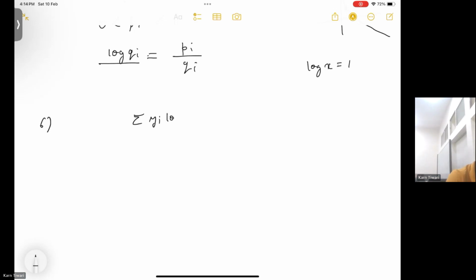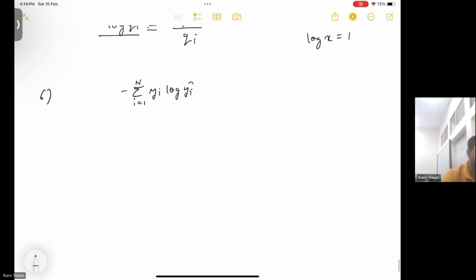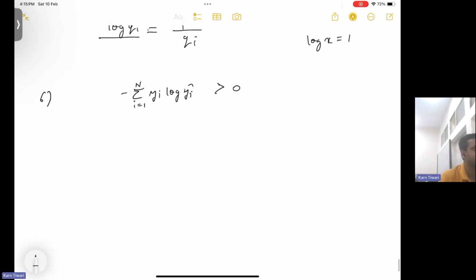Yi log yi cap, with a minus, summed over i from 1 to n. Log yi cap has a range from 0 to infinity, and yi can be between 0 to 1. The first option is that it's always in the range 0 to 1. It's false because the second term can be more than that. It can be negative. It's false. It's always positive, as we have already shown. It is always positive.